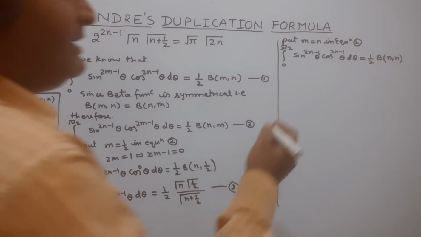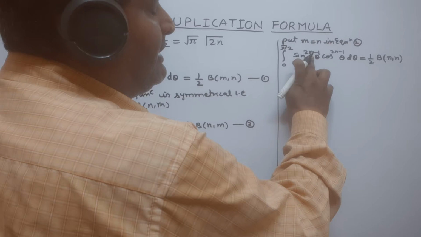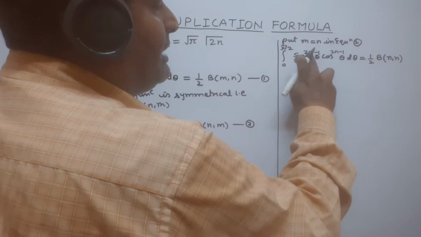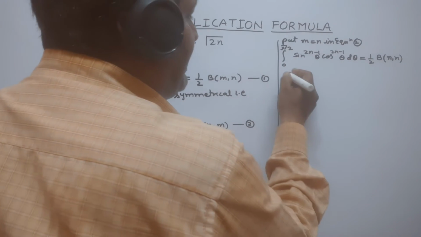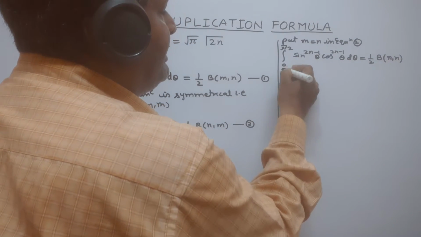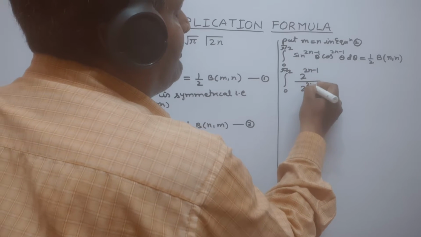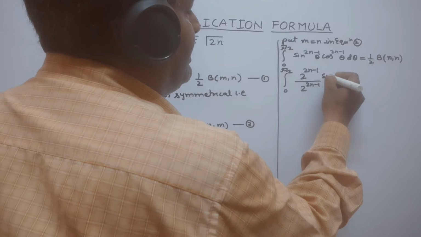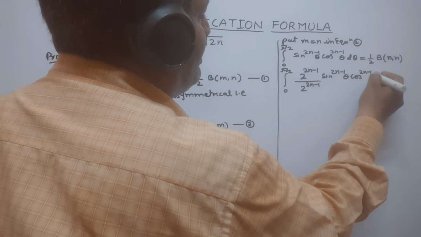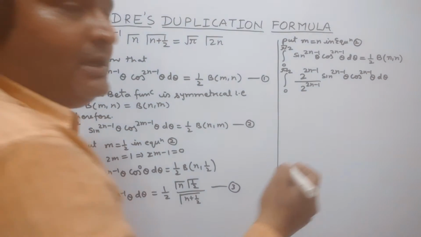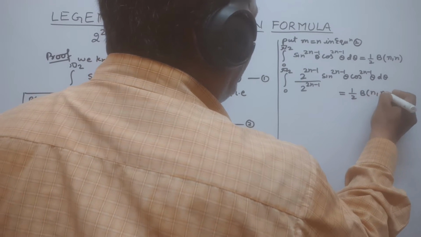Now we can see here on the left hand side the power of sin and cos are both the same, so we multiply in this integral, in the numerator and denominator both, 2 to the power 2n minus 1 divided by 2 to the power 2n minus 1, and here we write sin to the power 2n minus 1 theta multiplied by cos to the power 2n minus 1 theta d theta. This is equal to, here we write, 1/2 beta n n.